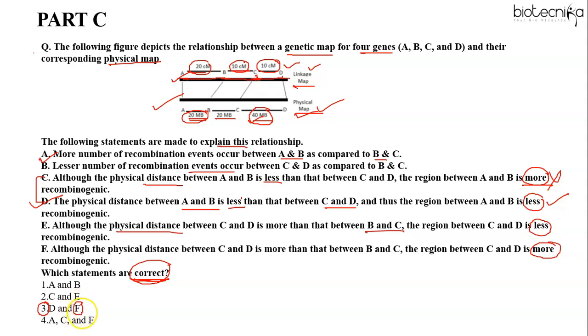Let's have a look at the E and F statements also. If you look at statements E and F, again there is a change in a single word: physical distance between C and D is more than between B and C. So is the region between C and D less recombinogenic or more recombinogenic? It will be more recombinogenic. And therefore statements D and F both are correct, which is given in option 3, and therefore it is the answer.